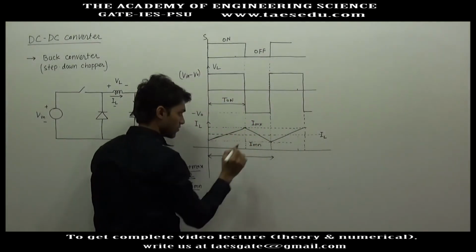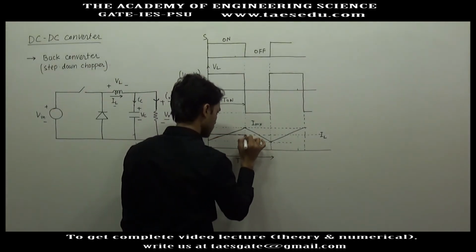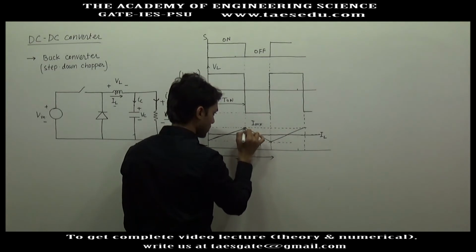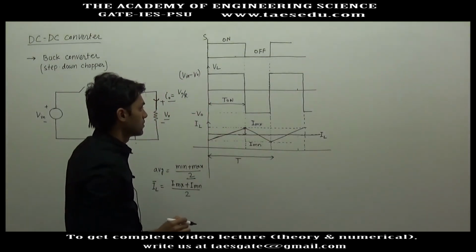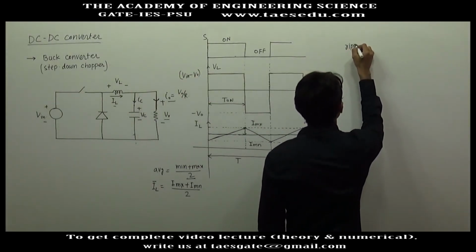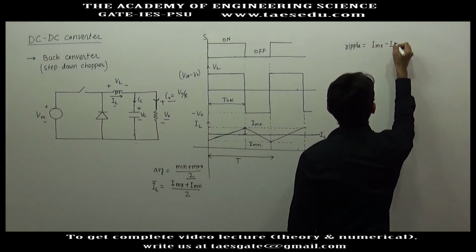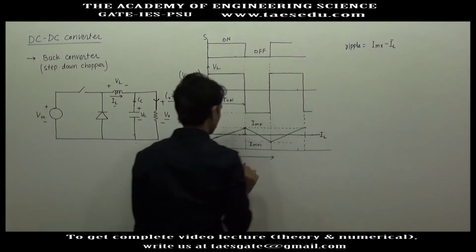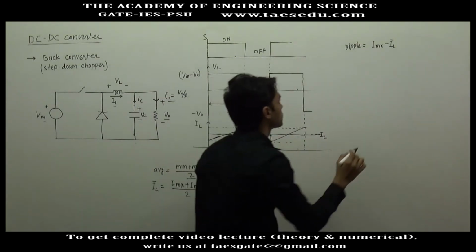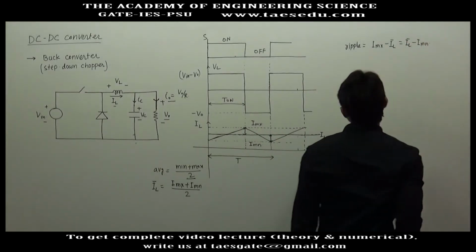And the variation from the average value, let me make this line solid, the average value of inductor current. The variation from the average value, the maximum variation, will be called ripple. So ripple will be I max minus IL average, or this will be the same as the average value minus the minimum value of inductor current.